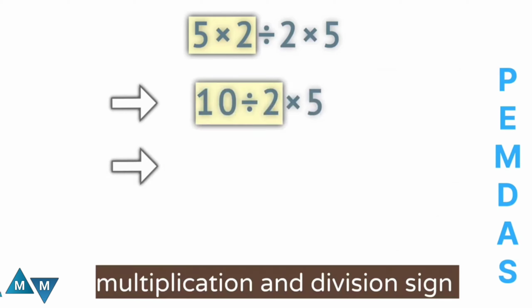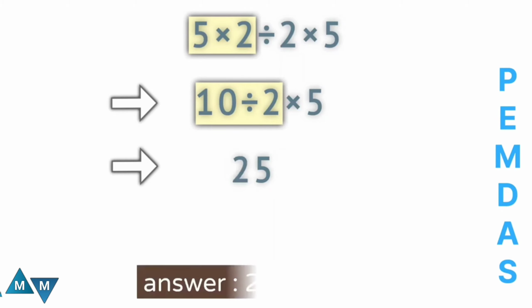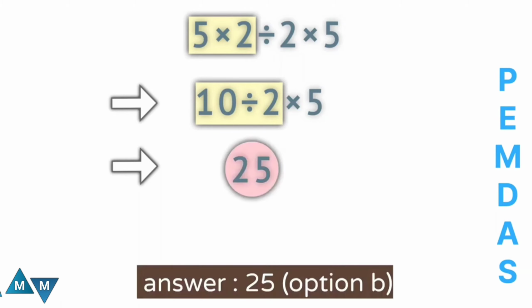10 divided by 2 is 5, so the expression becomes 5 times 5, which is equal to 25. This is our final answer. Hope you understand it well.